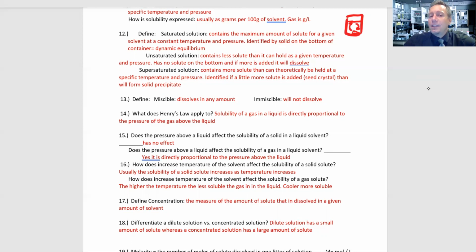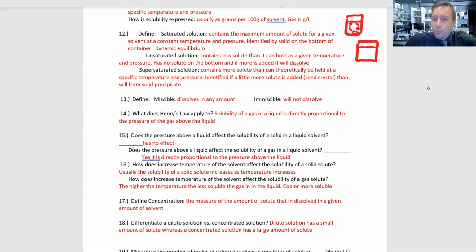Now let's differentiate that. That was saturated, now unsaturated. Unsaturated contains less solute than it can hold at that temperature and pressure. There is no solute on the bottom. So for example, a beaker like this, and you have this liquid, and there's nothing on the bottom. If you add a little more of the solute, it will dissolve. That's a real important clue. That tells you it's unsaturated.